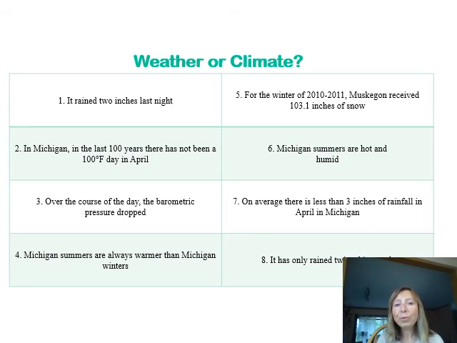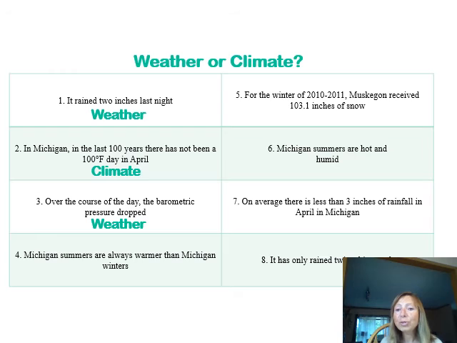So I'm going to play a weather or climate game with you. I will read a statement and you need to think and decide if it describes weather or climate. It rained 2 inches last night. Is it weather or climate? In Michigan, in the last 100 years, there hasn't been a 100 Fahrenheit day in April. Is it weather or climate? Over the course of the day, the barometric pressure dropped. Is it weather or climate?